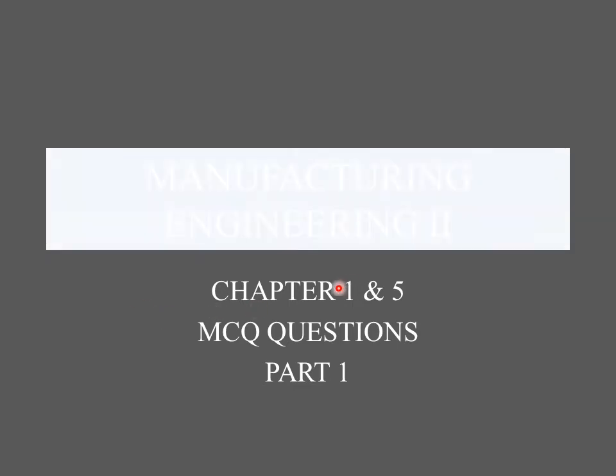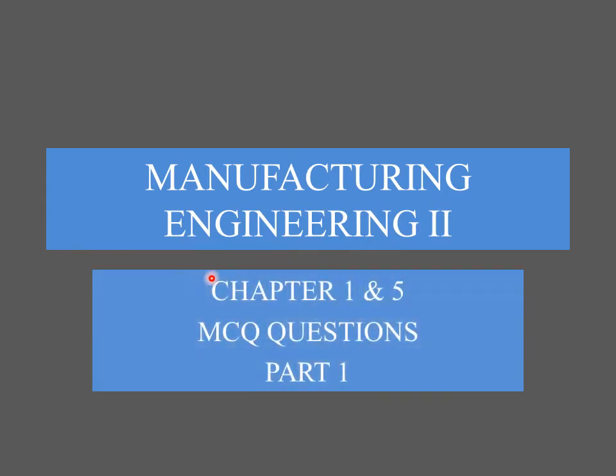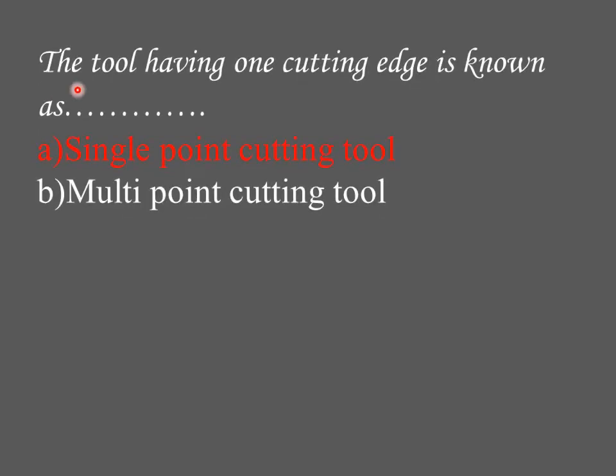Hello everyone. Today we will discuss chapter 1 and 5 MCQ questions, part 1, of the subject Manufacturing Engineering 2. Here we will discuss the first question. The tool having one cutting edge is known as: the correct answer is single point cutting tool. The single point cutting tool has only one cutting edge.